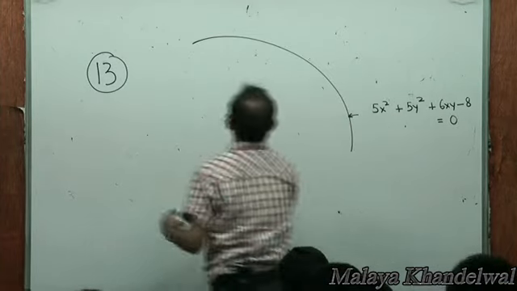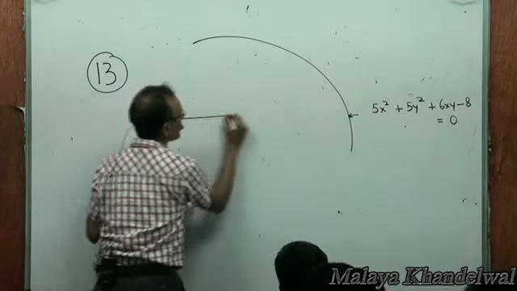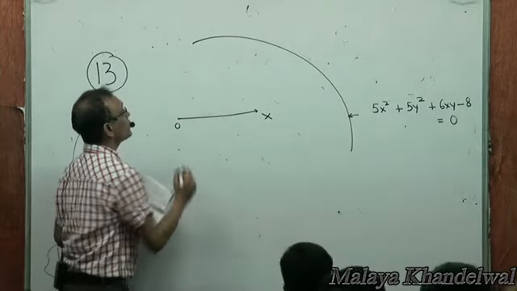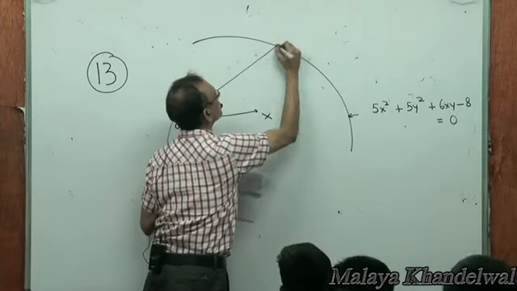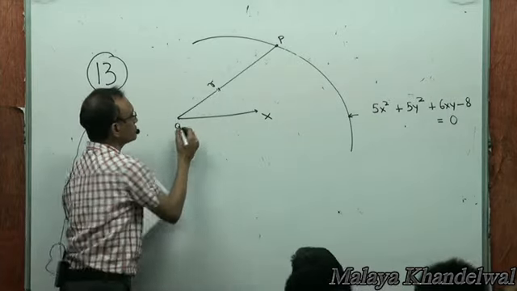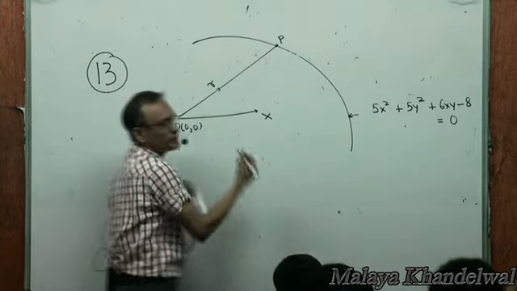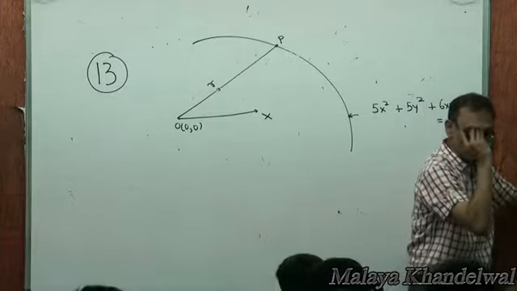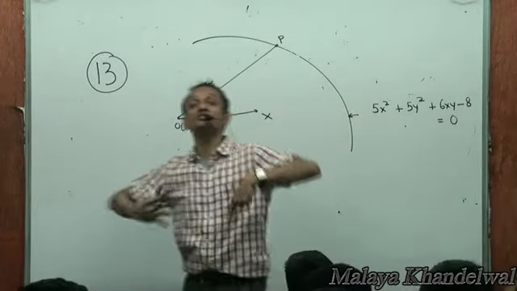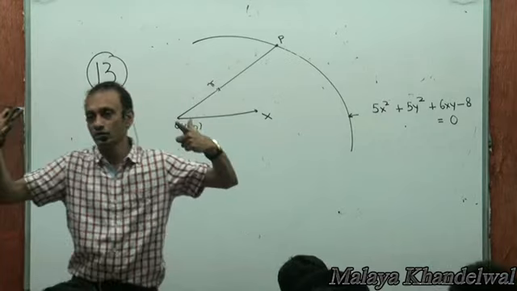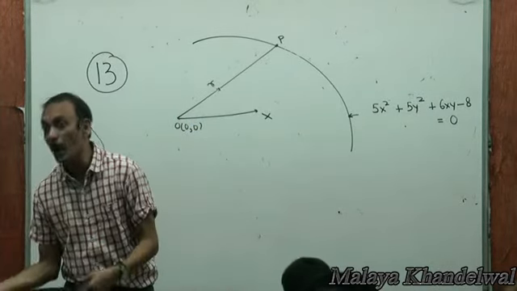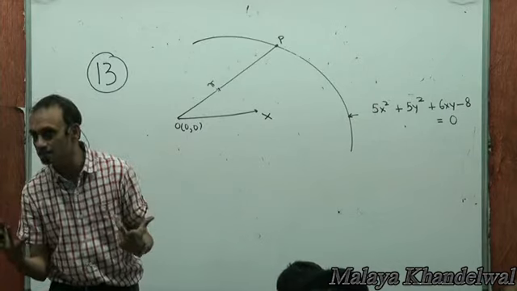Now then we have, let's say, the x-axis and the origin. Different points on this curve would be at different distances r from the origin in general, yes or no? We want to find the smallest and the largest possible values of r. That means the shortest and the greatest distance of this curve from the origin, r minimum and r maximum.